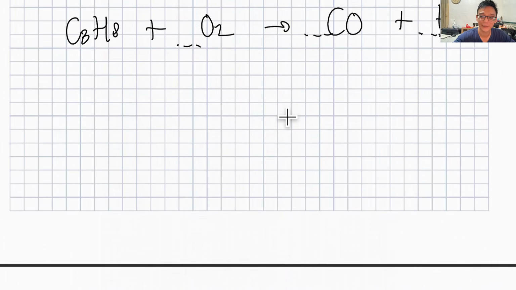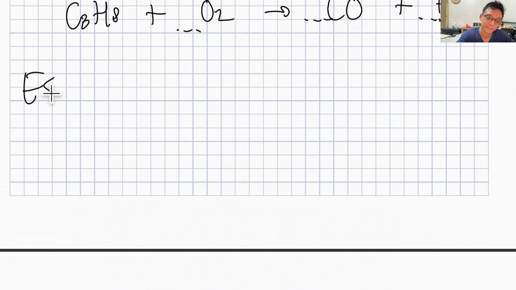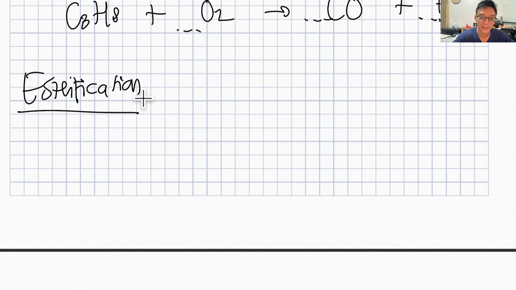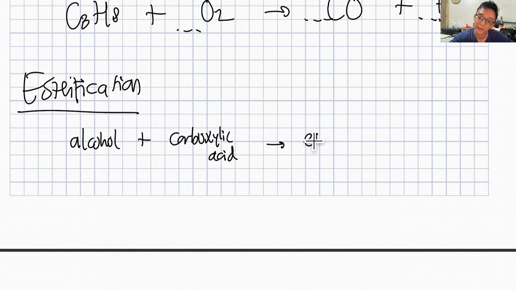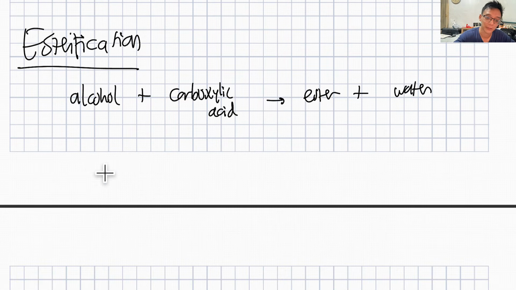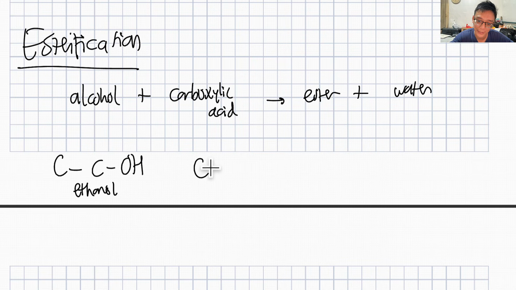The final reaction in this chapter is esterification. It's a reaction between alcohol and carboxylic acid to form ester and water. So let me give you an example. Alcohol can be something like this. It's ethanol. Carboxylic acid can be something like this. Double bond O, OH. It's propanoic acid.